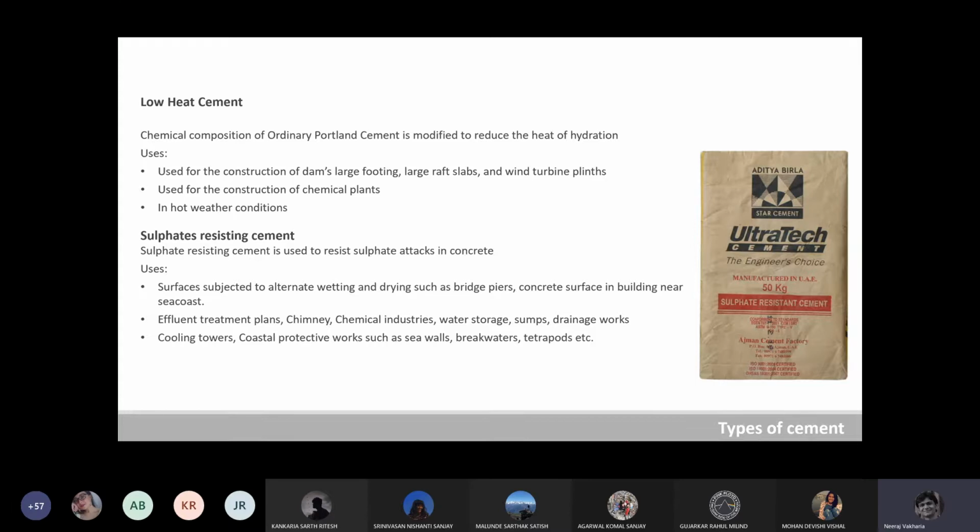Again, I don't have images for all, just the packaging, because after all it's cement, so it looks the same visually and doesn't make that much difference. The images are just for reference.